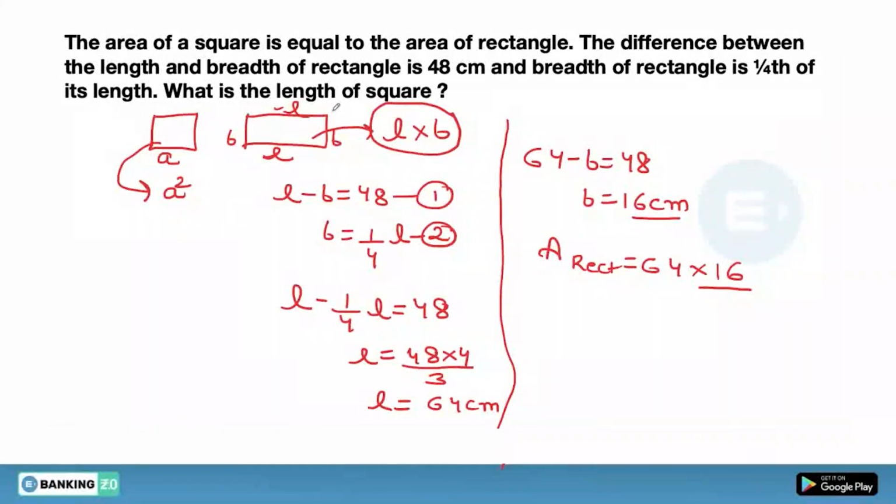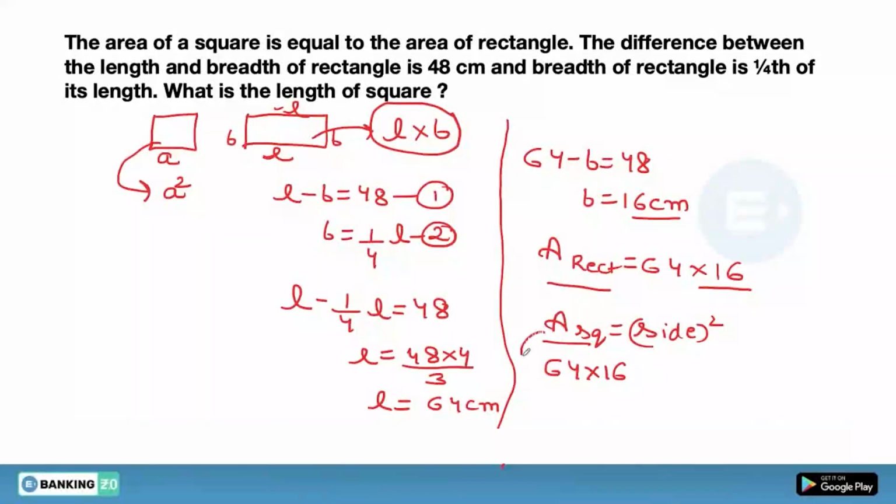Now how you are going to find the length of the square? We clearly know that area of a square is what? Area of a square is side into side. That is its side squared. And what was the side given? Side that was given was A. So its area would be what? Its area would be A square. But the area of rectangle is what? It's 64 cross 16. And we already know that this area and this area are equal in nature.